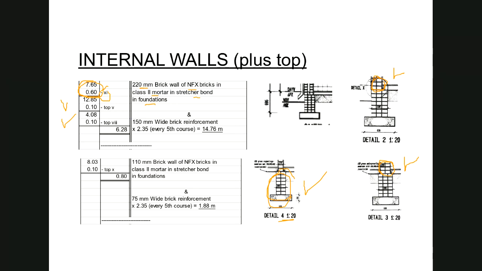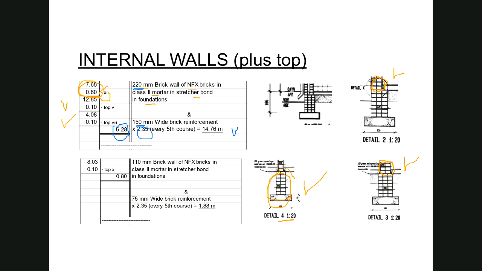Okay, and here now I am dealing with a 220 millimeter wall. So for the brick reinforcement, I am now moving across to 150 millimeter wide to suit my 220 wall. And I do exactly the same. I've got my squaring over here. I apply my factor for the brick reinforcement, and I get to the length of my brick reinforcement.